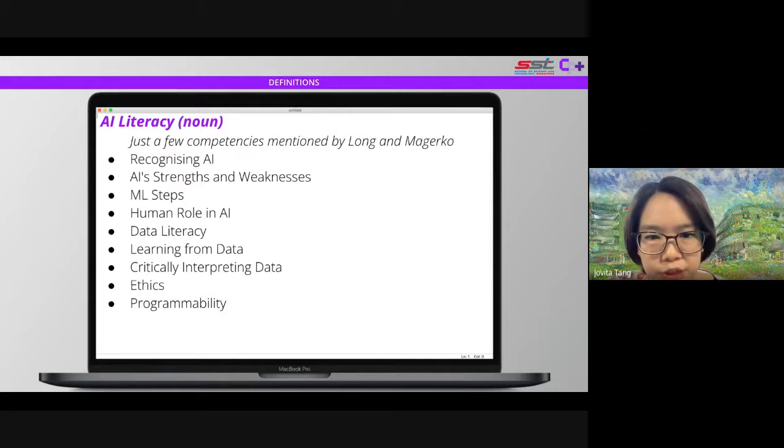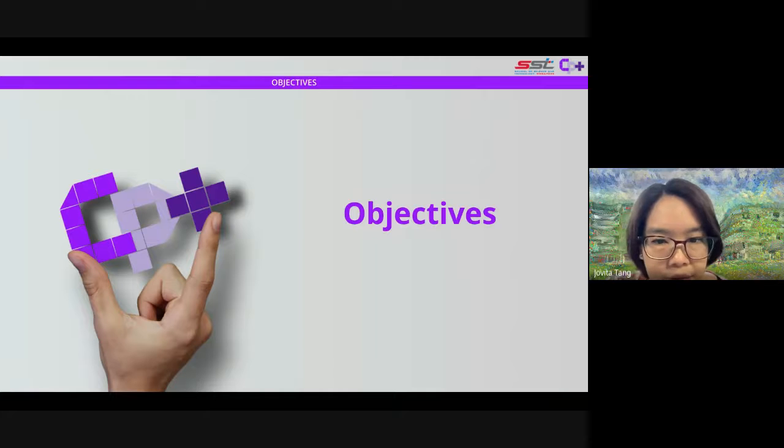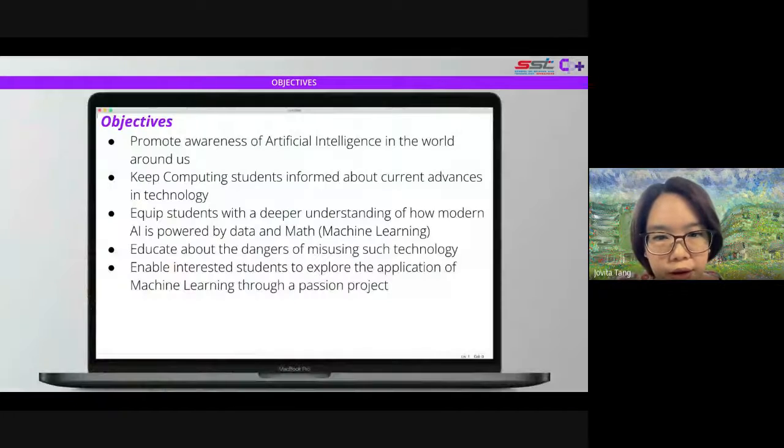So these were just a few of the competencies mentioned by the paper as well. And I think we also want to beef up not just the understanding of how AI works, but also what AI is, what it can and cannot do, and how we need to be cautious in the way we use it. So the objectives of our program are first and foremost to promote awareness of AI in the world around us, where it exists, how it is used, and so on.